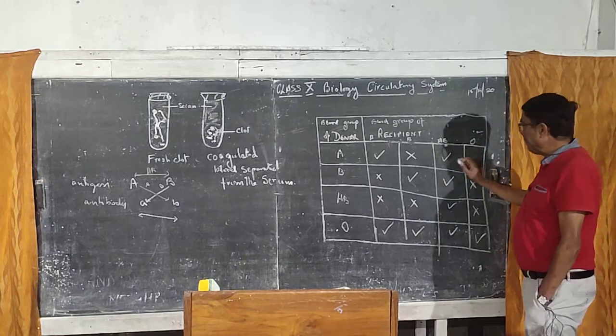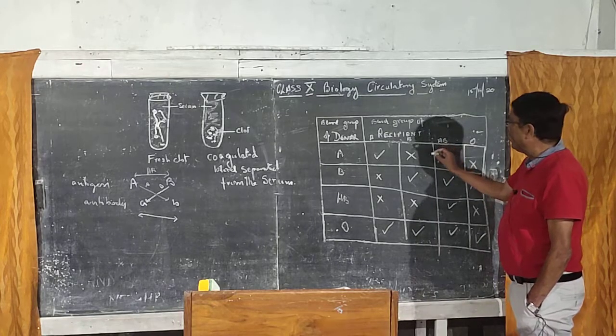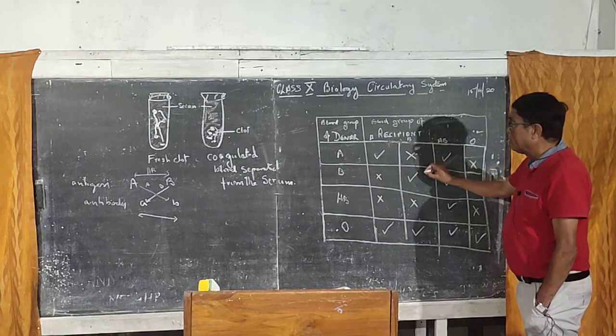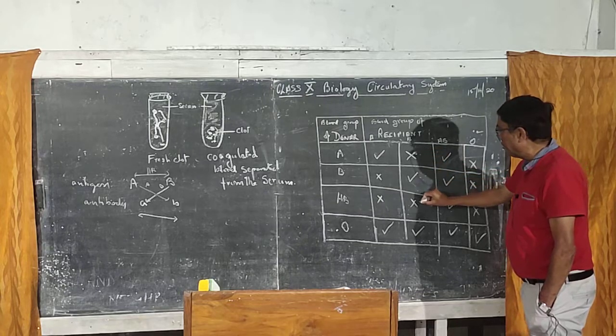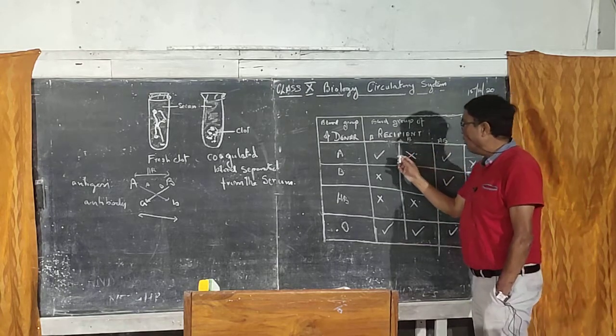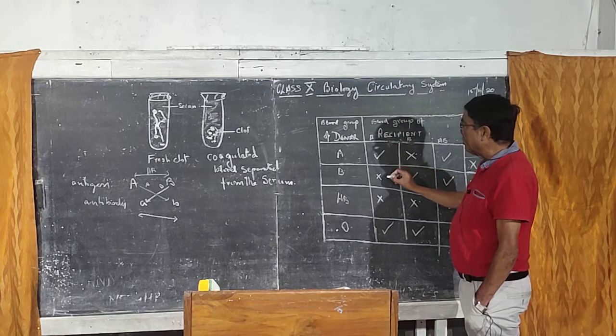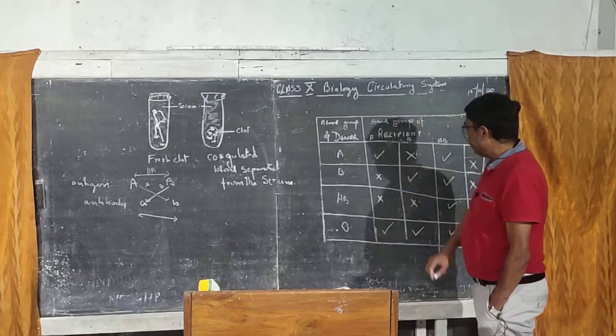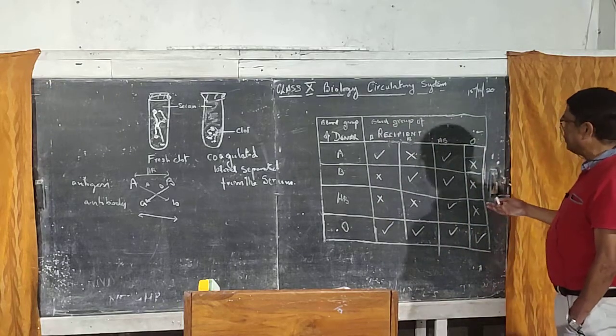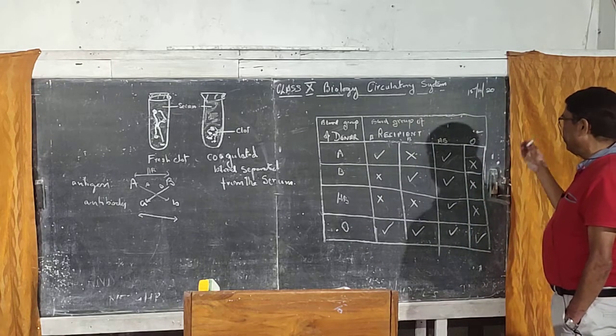Second column, all tick. Third column, you start with a cross, alternate: cross, tick, cross, tick. And the last column from the right hand side, you start with tick: tick, cross, cross, tick. So, if you practice two or three times, you can get it.